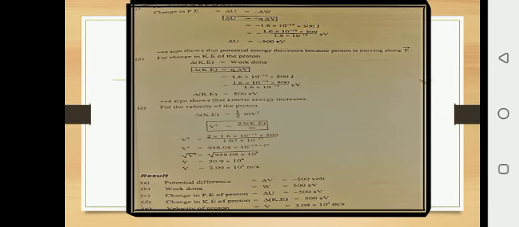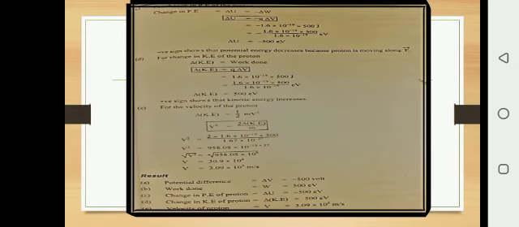The negative sign shows that the potential energy decreases because the proton is moving along E. Kinetic energy is in the form of work done. Kinetic energy is equal to Q delta V. You have learned the formula. Delta U is also equal to Q delta V, and the kinetic energy is also equal to Q delta V. The only difference is the sign. In case of potential energy, there is a negative sign as potential energy decreases when the proton is moving, while kinetic energy increases as the proton is moving, so that's why there is a plus sign.